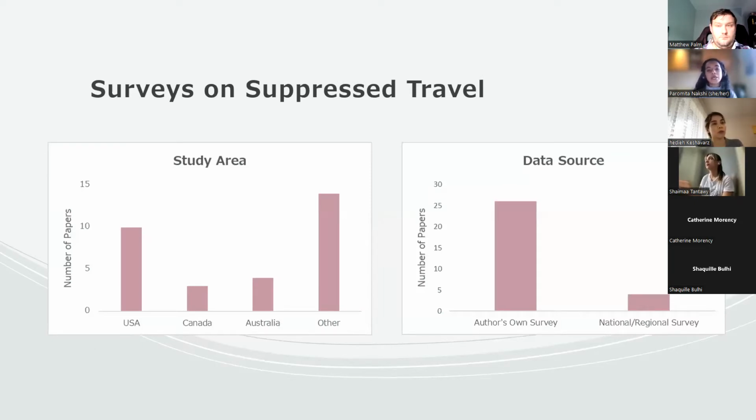So when we looked at the study area of these papers, we found that studies were mostly concentrated around the United States, Canada, and Australia, and other countries appeared way less frequently, maybe once or twice. And most of these studies used surveys the authors conducted themselves, and only a small number of papers, less than 5, actually used any kind of national or regional survey. And that, I think, indicates that national and regional surveys around the world are yet to keep up with the importance of addressing suppressed travel or missed trips. If we are planning national surveys in future, this might be an area that we need to focus more on.